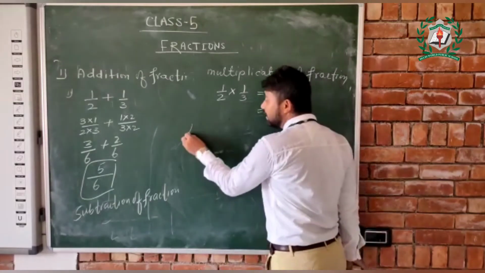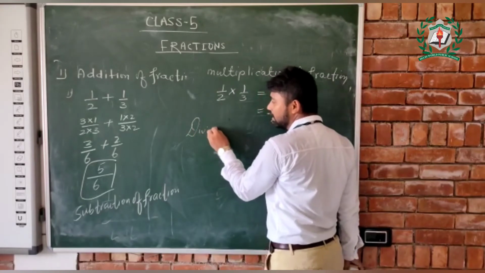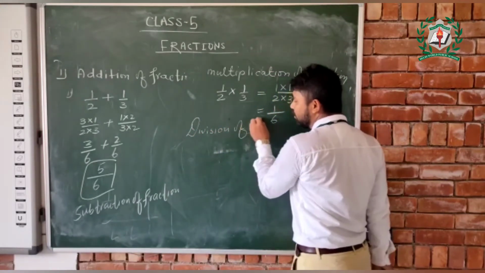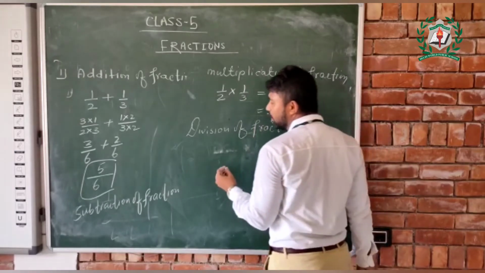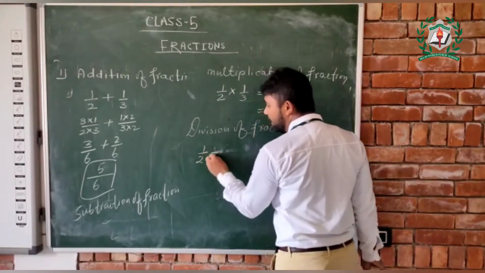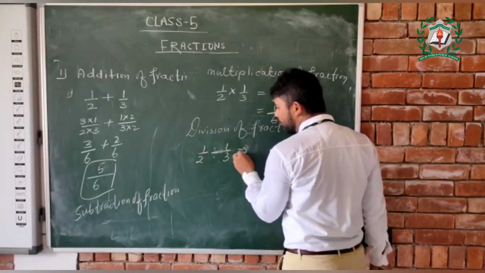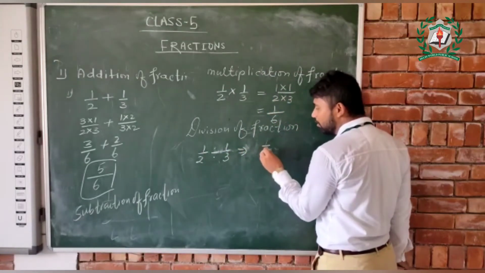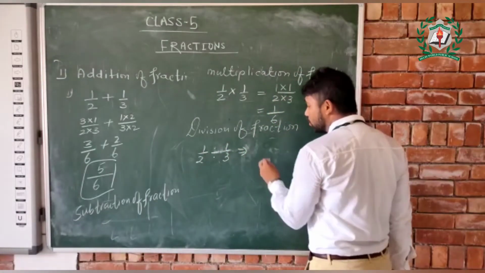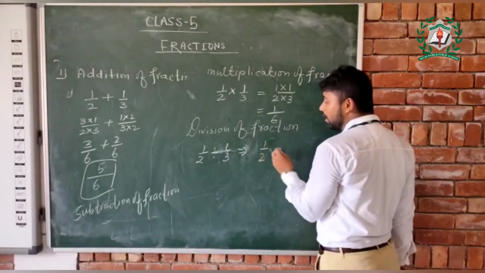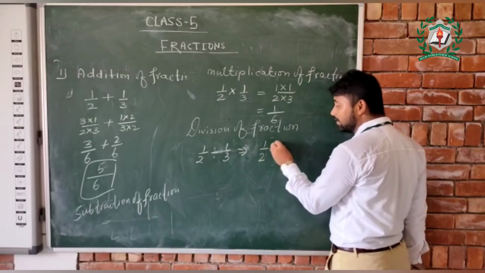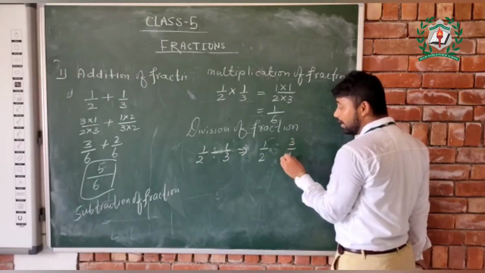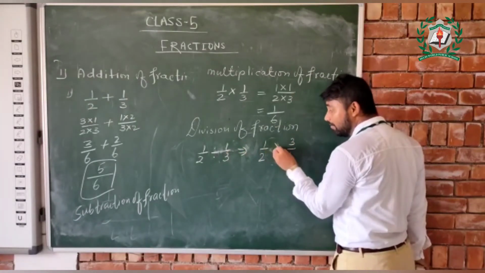Now the last one is division of fractions. If you divide 1 upon 2 by 1 upon 3, what will you do? You write 1 upon 2 and convert 1 upon 3 into its reciprocal, that is 3 upon 1. But here there should be the multiplication sign.